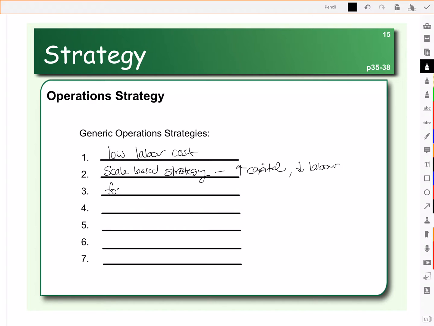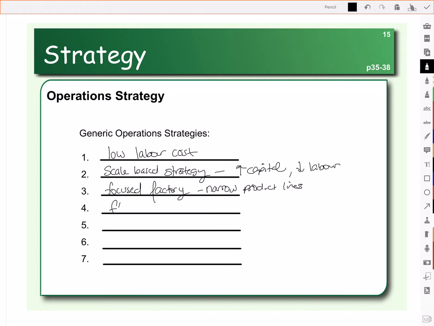You might have a focused factory strategy, and in this case you're going to have narrow product lines. Your location is going to focus on a specific product. So if you think about Toyota or Ford, they have factories that make a specific product, that make a Ford F-150, that make a Ford Edge. They're different locations that make different products. So they have focused factories.